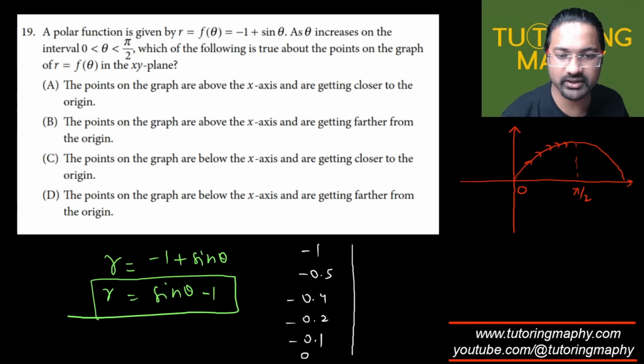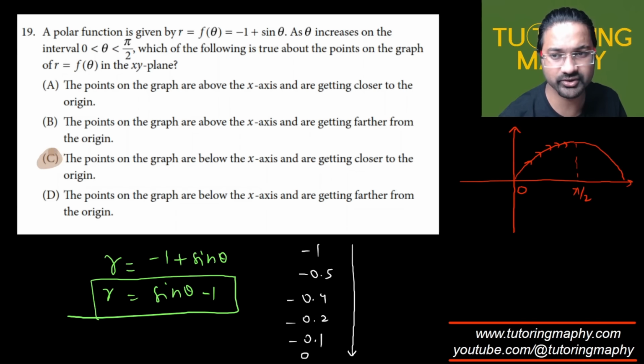So they're asking what is this pattern? What is happening over here? Let's read the options. The points on the graph are above the x-axis? No way. Here the value of r is negative, so it has to be below the x-axis. So those two options are ruled out. Points are below the x-axis and getting closer to the origin. Points are below the x-axis and getting further from the origin. Obviously, the points are eventually getting closer to the origin. So the answer is option C.